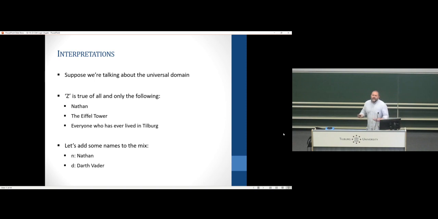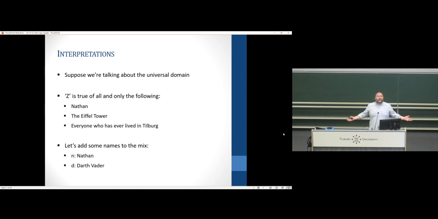So let's get a grip on this by thinking about some sample predicates. Suppose we're talking about the universal domain. I'm going to introduce the predicate Z, or Zed, whichever you prefer if you're feeling Canadian, British, or American. I'm going to directly stipulate the extension: Z is true of all and only the following: me, the Eiffel Tower, and everyone who's ever lived in Tilburg. So again, we're just stipulating the extension of the predicate.